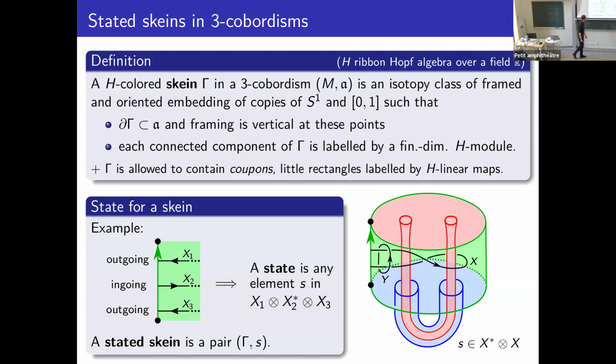Okay, so in this example, what you have here is something ingoing, and if you follow the arrow, here you are outgoing, so you are in X dual and so on. Yeah, maybe a comment. Here for the state, don't search for a physical relevance to the word state.